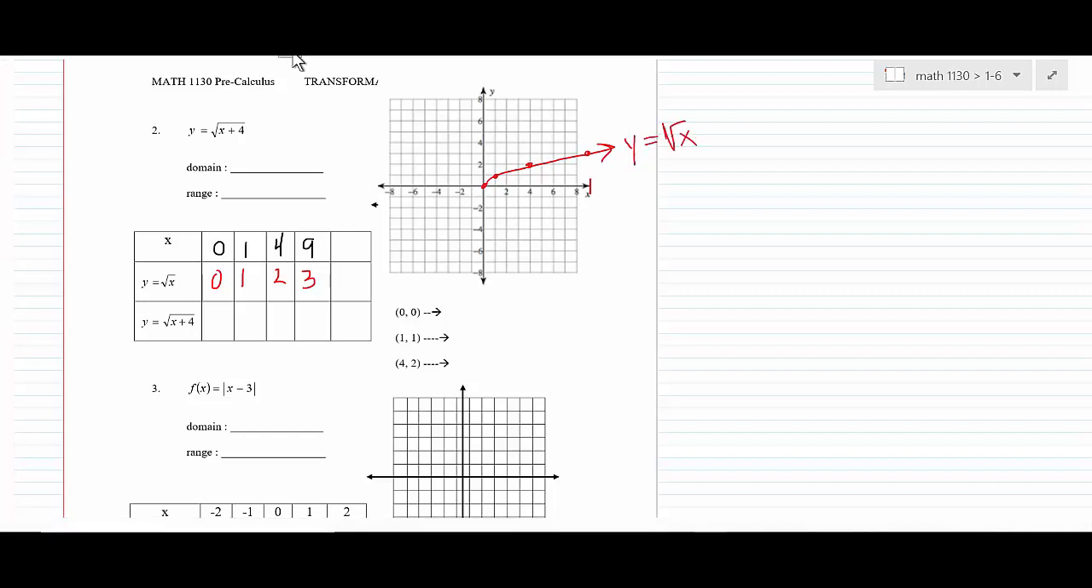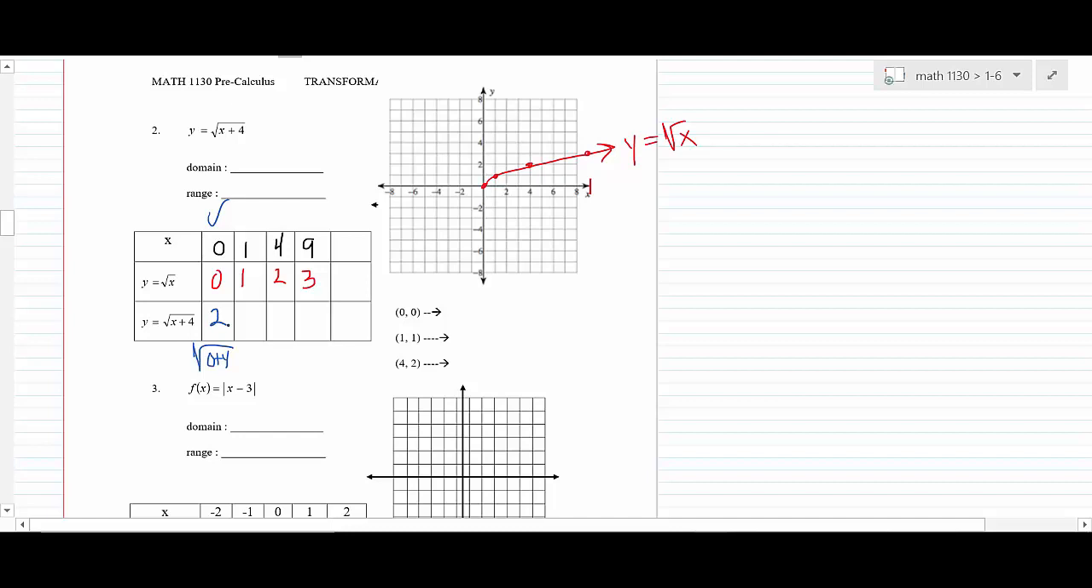Now again, what happens on this, I am going to crunch this out one more time, but then I'll quit doing that. So what's going to happen on this, if you just plug these numbers in, like if you plug 0 in, you would have the square root of 0 plus 4. So that would be the square root of 4, so that would go to 2.